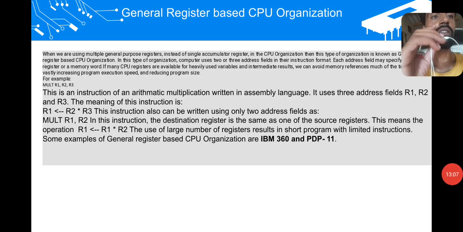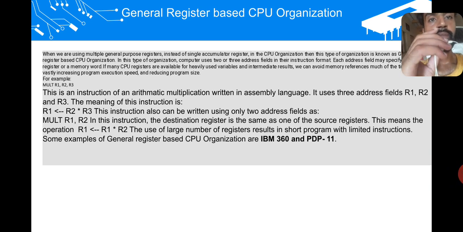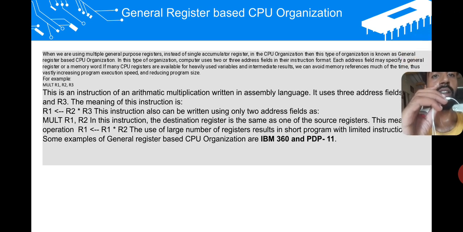General register based CPU organization. When we are using multiple general purpose registers instead of a single accumulator register in the CPU organization, then the type of organization is known as general register based CPU organization. In this type of organization, the computer uses two or three address fields in its instruction format. Each address field may specify a general register or a memory word. If many CPU registers are available for heavily used variables and intermediate results, we can avoid memory references much of the time.